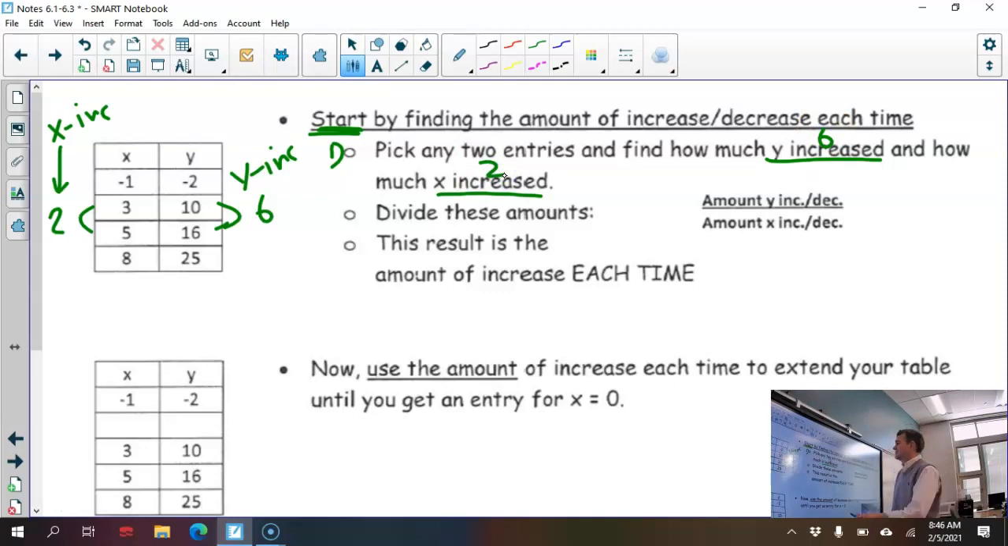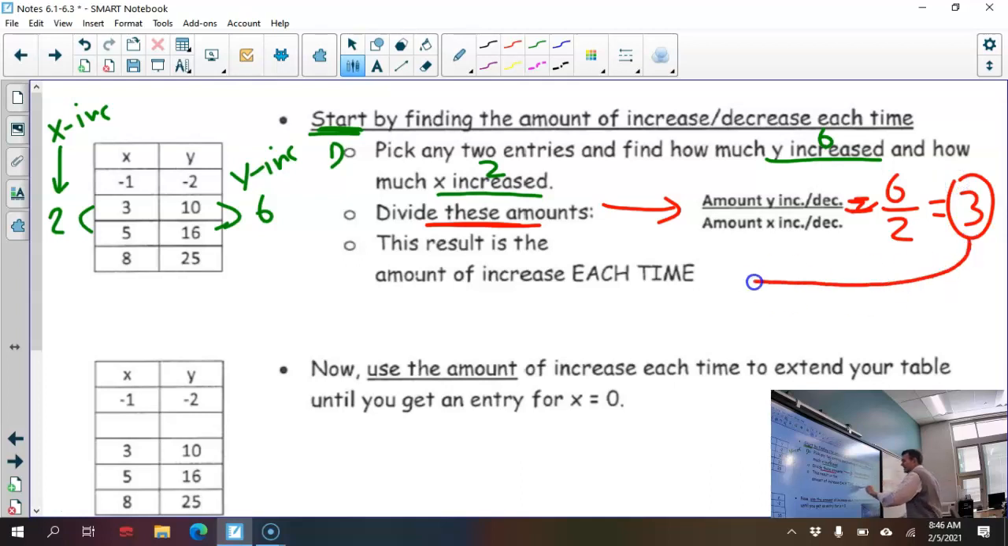And what I want to do is divide these amounts. I'm always going to do the amount right here. The amount the y increased, that'd be 6, divided by the amount the x increased, that'd be 2. And when you divide those, you get 3, right? This is the amount of increase each time.